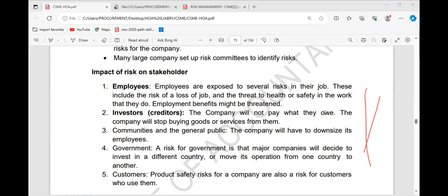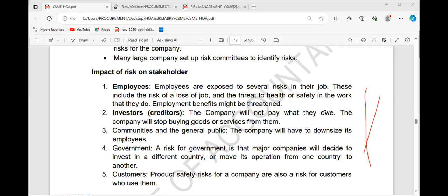Okay? So we also have the creditors, who may be facing the risk of not being paid, because you have borrowed or you bought materials from them on credit. And if the company is in trouble, they will not be able to recover their money too. So it becomes bad debt to them. So they are also facing what we call risk, and the risk is also going to have impact on them as well. We have community and the general public.